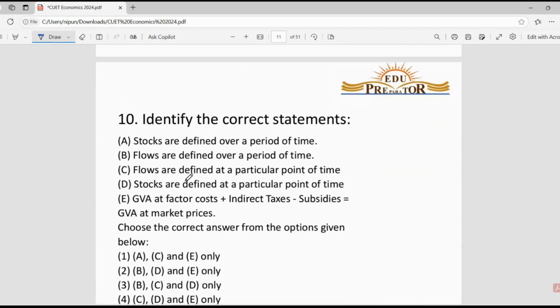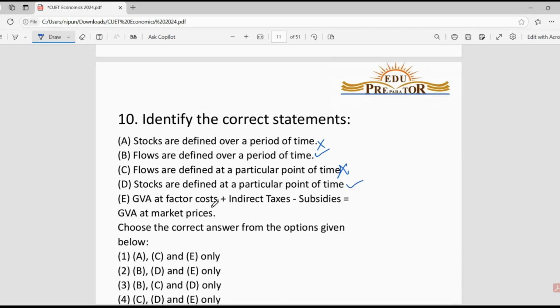Let us proceed further. Identify the correct statements. Stocks are defined over a period of time. No. Stocks are defined at a point of time, which implies that statement A is incorrect. Flows are defined over a period of time. Yes. It is the flows that are defined over a period of time. Flows are defined at a particular point of time. No. Stocks are defined at a particular point of time. And D, stocks are defined at a particular point of time. Yes. So this statement is also correct.